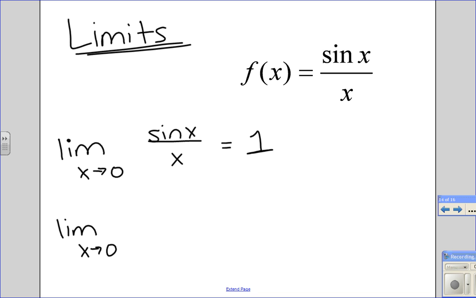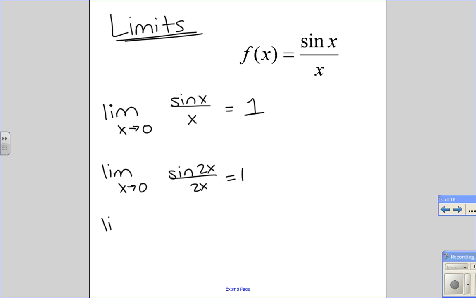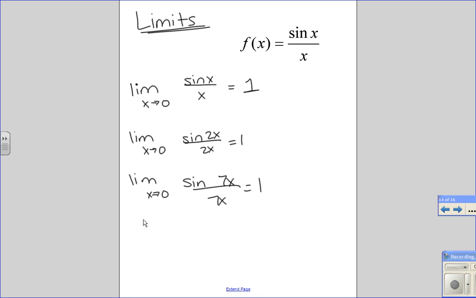See if you can catch this pattern right here. Sine of 2x over 2x is 1. The limit of sine of 7x over 7x is 1. You see what's happening here? You see the insides of these sinusoidals? It only works for sine. So the limit of sine of pi x over pi x? You got it. It's 1.